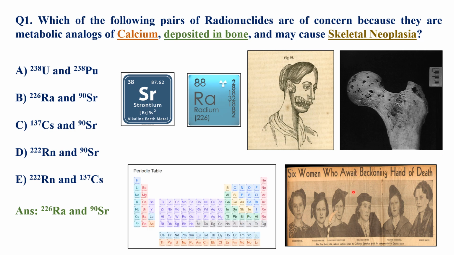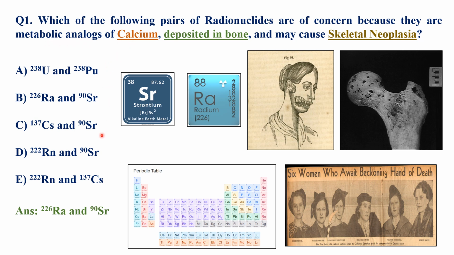And if you look at the periodic table, as I was saying earlier, both strontium and radium, we are correlating with calcium. This is the second group of elements: beryllium, magnesium, calcium, strontium, barium, radium. Strontium and radium belong to the same class as calcium. So the question asks about metabolic analogues of calcium, and they are nothing but these.